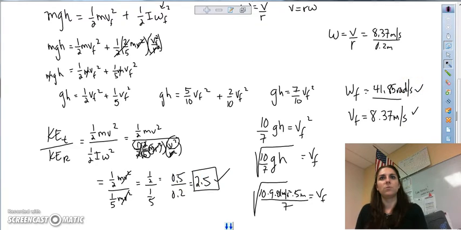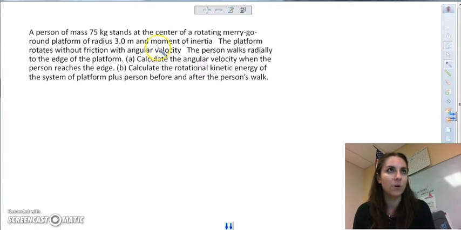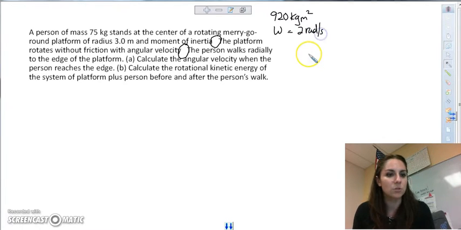Okay, let's do our final problem, which is angular momentum. So here we go. We have a person that stands at the center of a rotating merry-go-round platform, and the moment of inertia didn't show up. So I can tell you what that is: 920 kilograms meters squared. I don't know why it didn't show up. And then the angular velocity is 2 radians per second. Sorry, I don't know why that didn't show up. I think those are the only things.